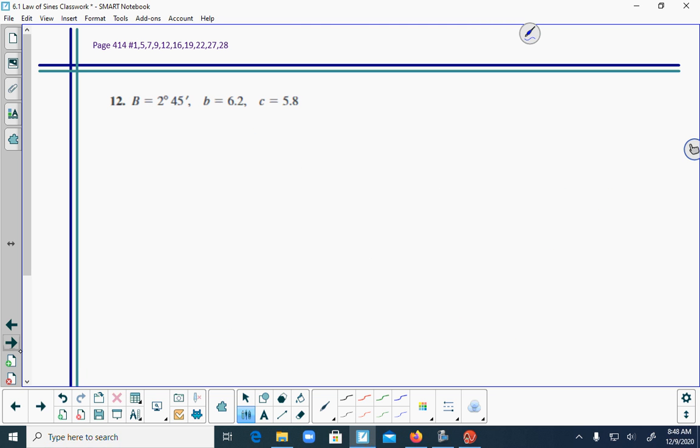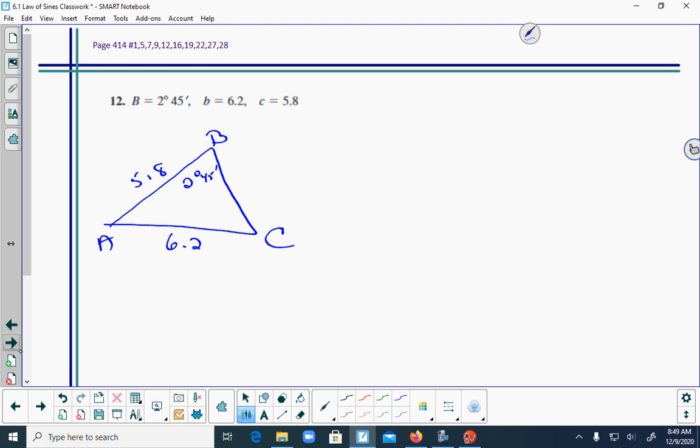Number 12, again, we have the degrees and minutes. Again, if you don't want to deal with those, then you can change them to degree decimals. That is up to you. Just make sure that when you find your angles that you put them back into degrees, minutes, seconds. So here we're going to do ABC. Angle B is 2 degrees, 45 minutes. Side B is 6.2. Side C is 5.8.